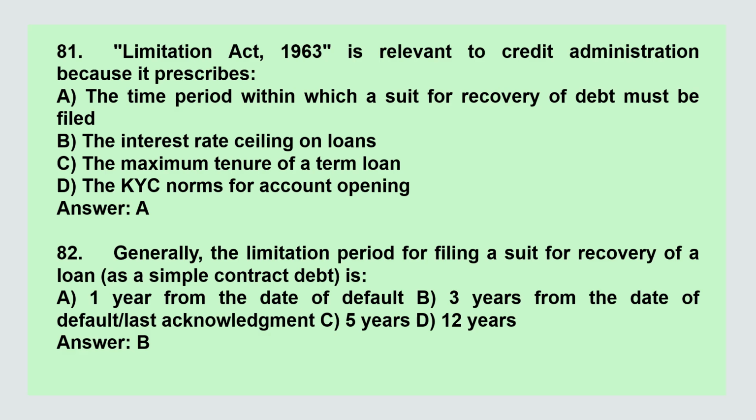Limitation Act 1963 is relevant to credit administration because it prescribes answer A, the time period within which a suit for recovery of debt must be filed. Generally, the limitation period for filing a suit for recovery of a loan, a simple contract debt, is answer B, 3 years from the date of default or last acknowledgement.